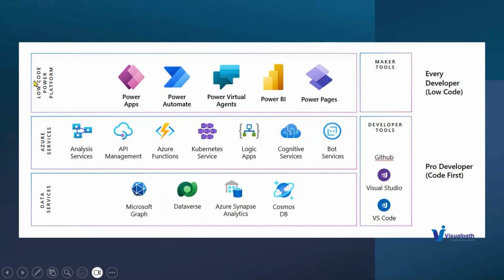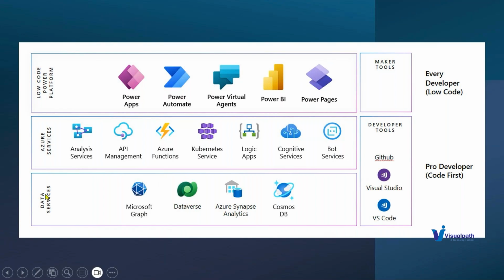So we have so many low code development platforms, but when we talk about Power Platform, Power Platform is a low code development platform. When we talk about this, we will be on this top layer. As a low code developer, we all will be on this top layer. Okay. So we have Power Apps, Power Automate, Power Virtual Agents, Power BI, and Power Pages. We have all these technologies in the top. We will be only dealing with these.